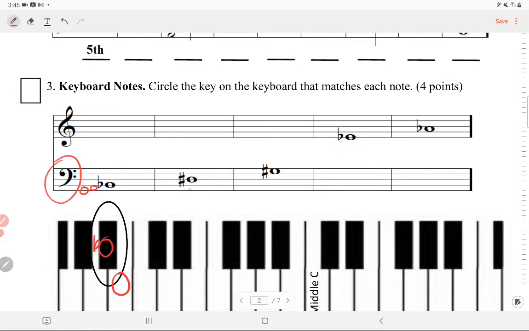Okay, so the next one, if you're not looking at the sharp, it's on the third line. And you know if this is G, then this is A, that's B, that's C. What is this one? Do you think you know?